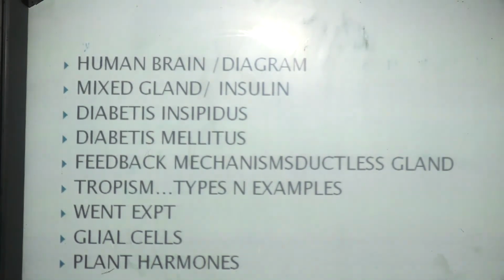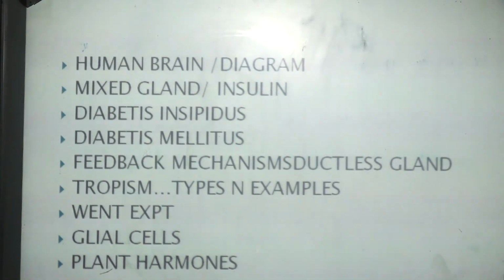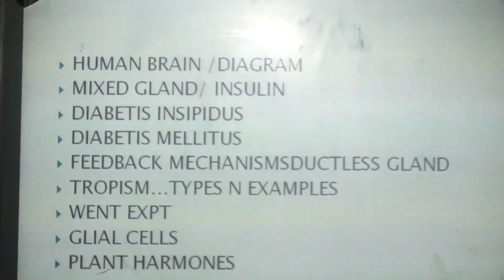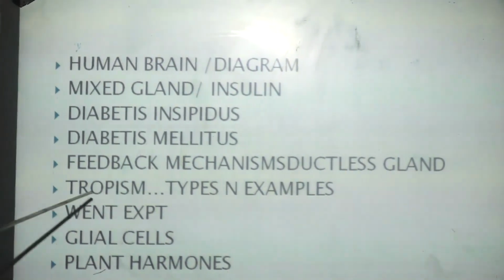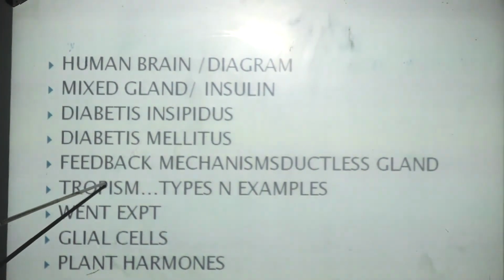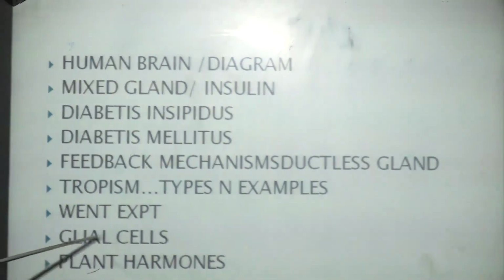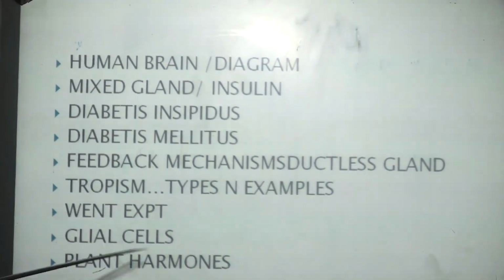And the touch-me-not plant is there, no? Whenever another animal touches it, the leaves will close. That is called thigmotropism. Okay. So this is a difficult question. Then the Went experiment. And glial cells, these are supporting cells to the neuron.